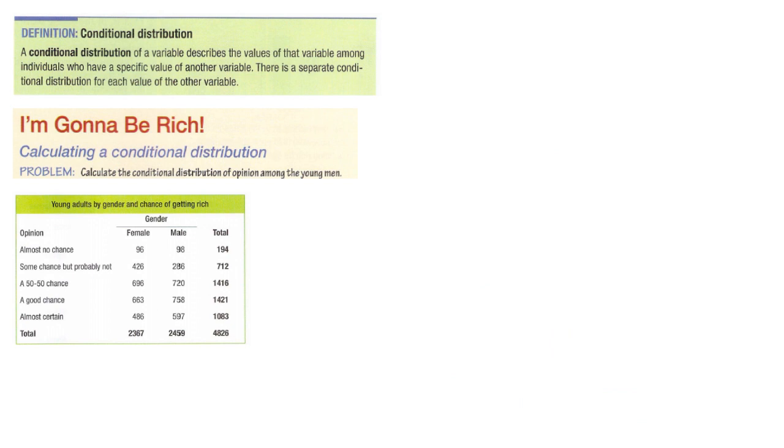So our next kind of distribution is what's called a conditional distribution. So a conditional distribution is going to have a condition placed upon it.